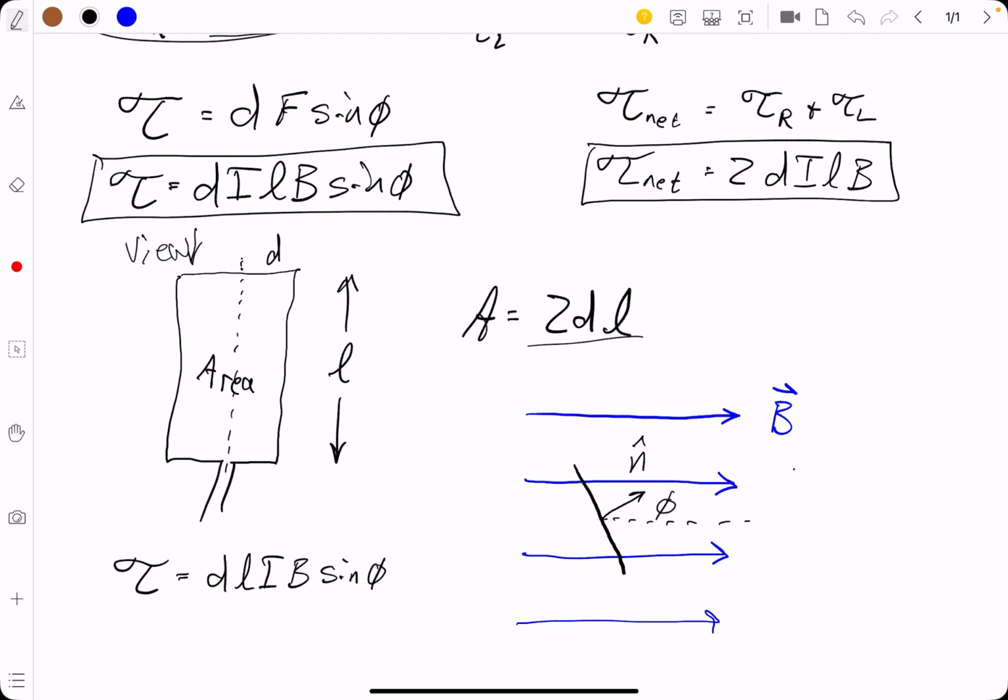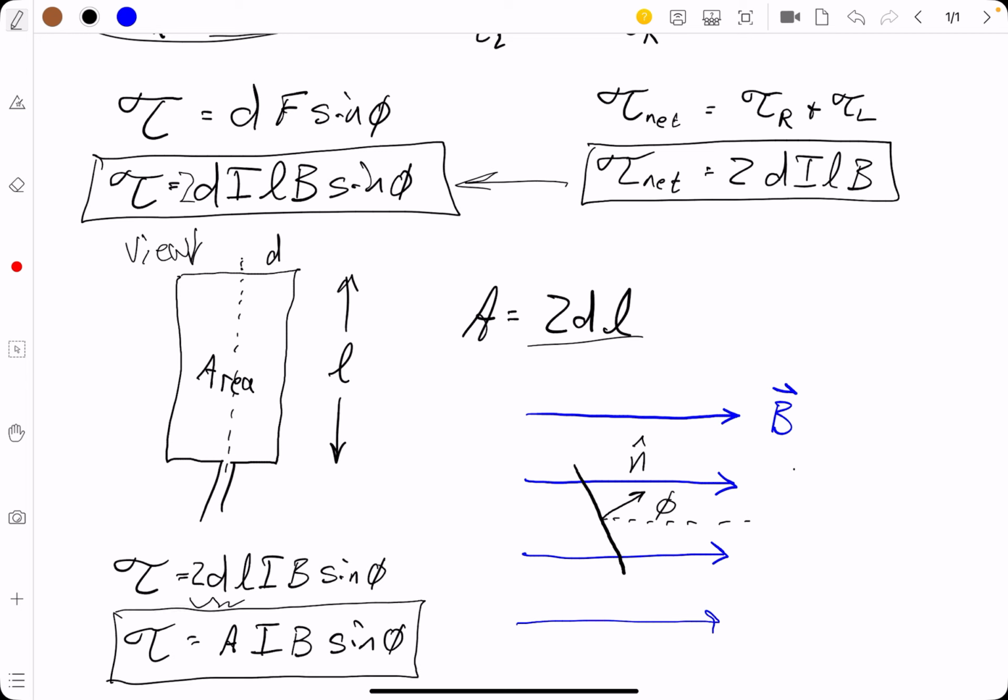Oh, and I dropped a 2 somewhere. I dropped my 2. Gotta have the 2. So 2dl, this is our area. So we can say that our torque is equal to area times IB sine phi. Cool. That's a great closed loop situation.